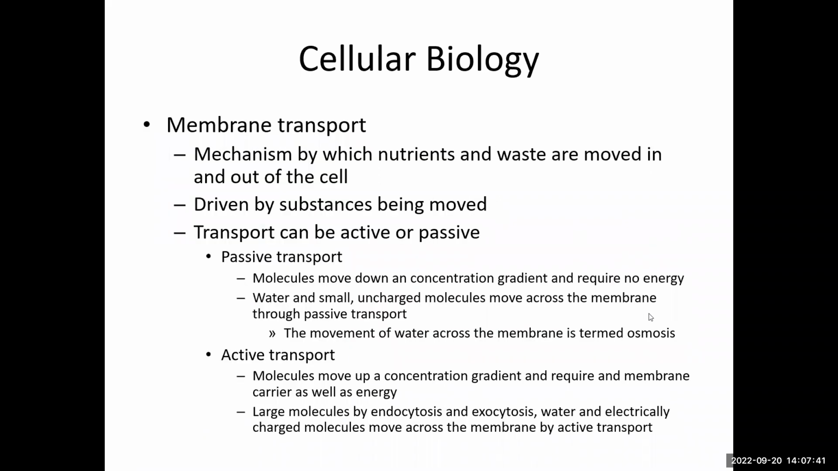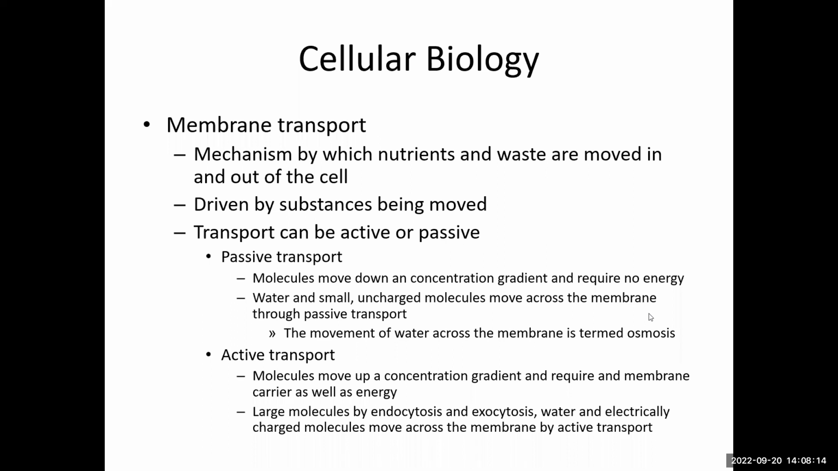Membrane transport also has mechanisms by which we can take nutrients in and we can have waste come out of the cell. This is going to be driven by the nutrients that are being moved. So we're going to move these from an area of high concentration to an area of low concentration. Or if we need to, we can go backwards, go upstream, where we're going from an area of low concentration to an area of high concentration. So any of these areas where we're going from an area of high concentration to an area of low concentration, this is what we call passive transport.